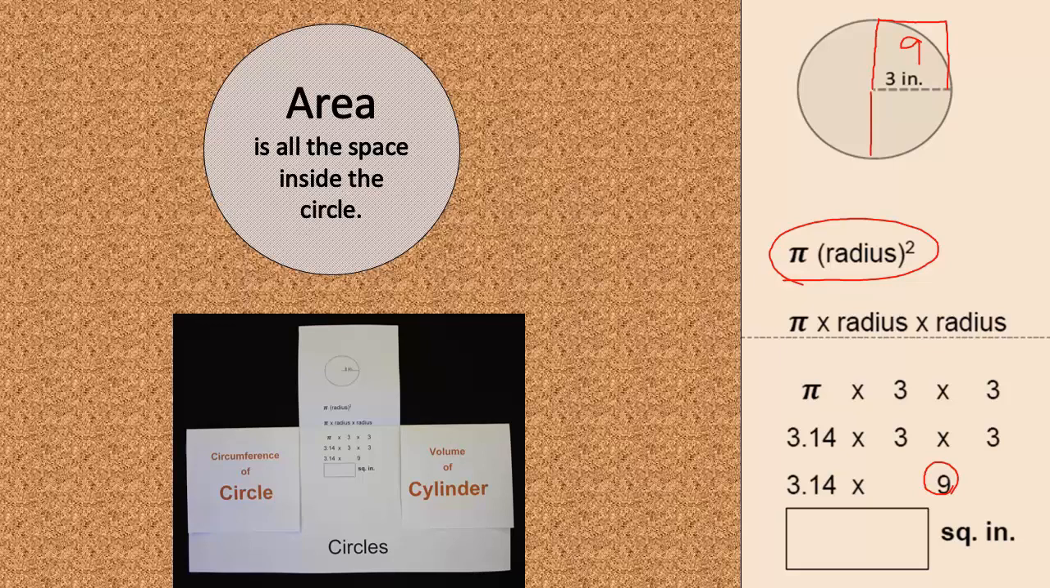Let's do that again because we can draw another radius. 3 times 3 is 9. And another radius. 3 times 3 is 9 again. And our last one, 3 times 3 is 9. Now we have 4 little squares that have an area of 9 square inches in them. 4 times 9, though, would give us too much area. Some of that area is outside of the circle.